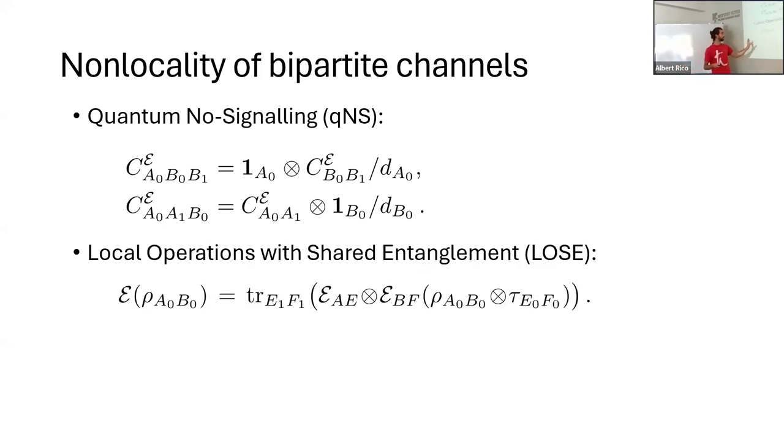There is another subset of local operations assisted by shared entanglement. How this works is both Alice and Bob have encoders, E and F, and they apply local operations together with the ancilla. And they share an entangled state. And then they measure out the ancillas with them. That's also called localizable in the relationship.